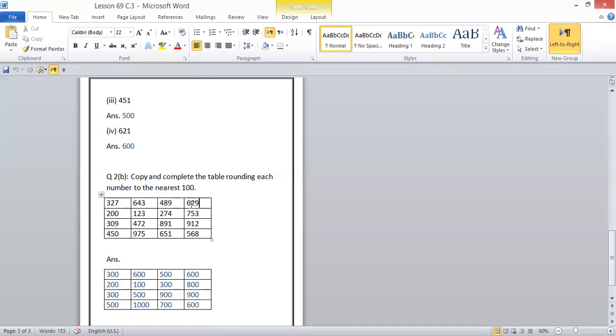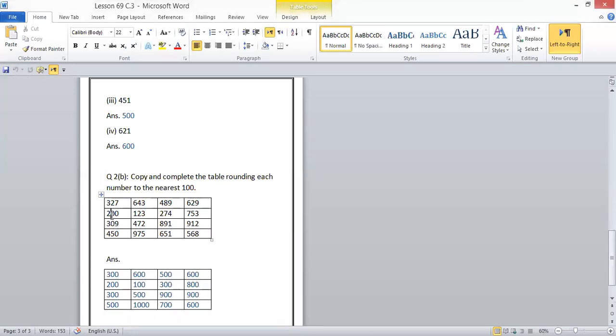629. Either it will be 600 or 700. Check the number before hundreds. It's 2. 2 is less than 5. So write 6 with 2 zeros. It will be 600. First row is clear to you guys? Yes, sir. That's very good.